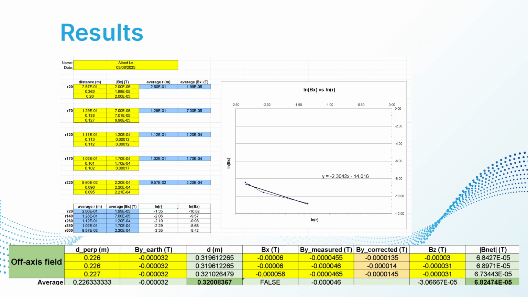Here are some results we got. You can see at the top that it is an inverse relationship. As it gets closer to the magnet, the magnitude of the magnetic field gets stronger. And of course, further away is weaker.